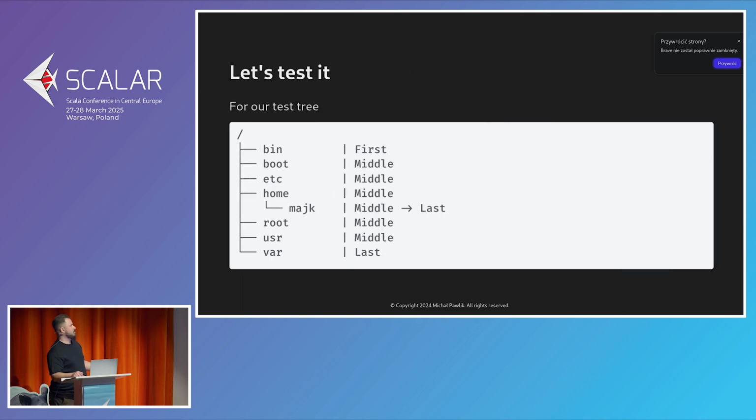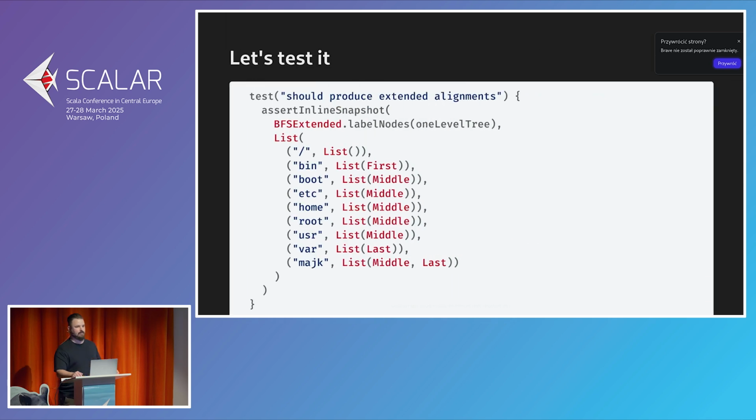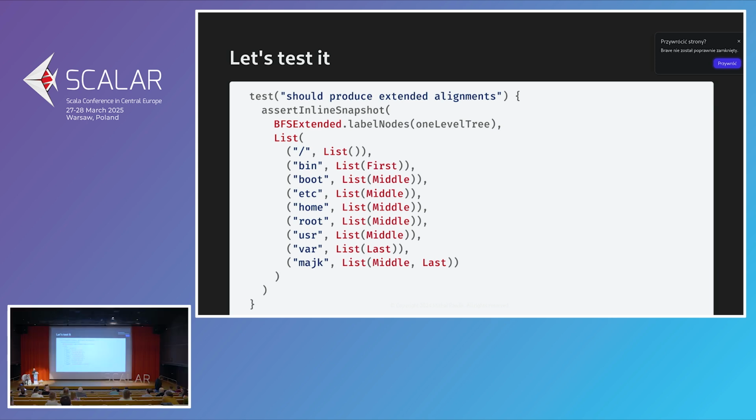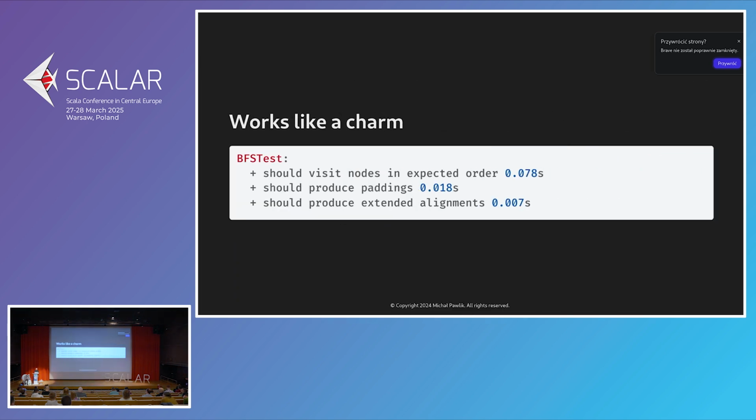Going back to the source of truth that we wanted to create, this is how it looked visually, and this is the test that we could write for the labeling algorithm that we wrote. So essentially what we wanted, right? The list doesn't have any alignments, then the inner ones just have first, middle, last, and the inner one has middle, last, so it works as expected. So far so good, the test runs.